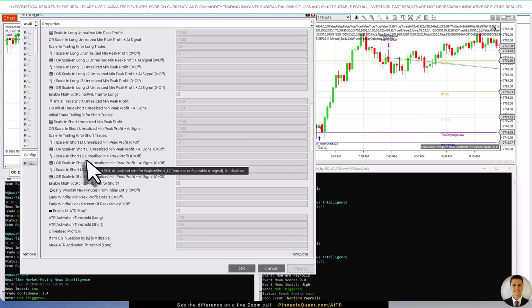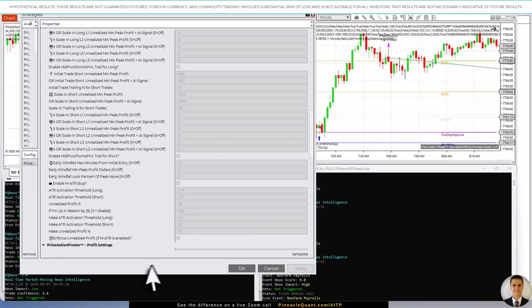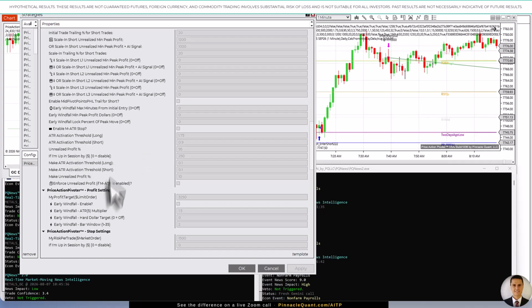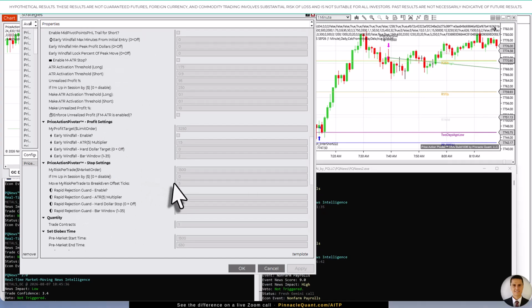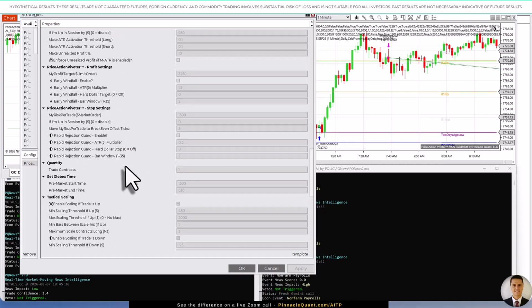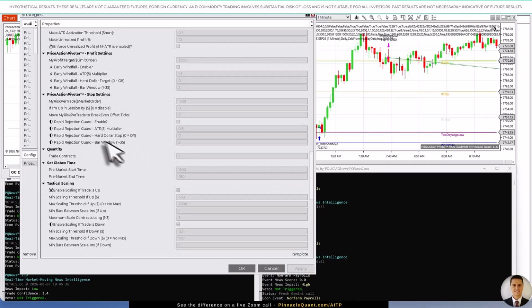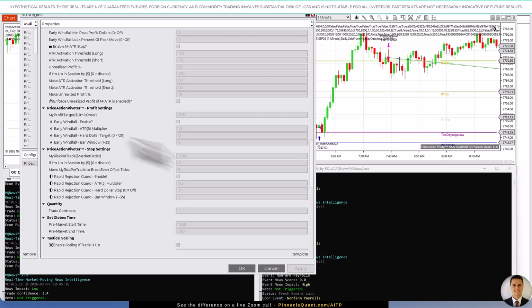So let's just keep going here. You have early windfall, which I haven't used. Again, plain vanilla. I haven't used MATR. My price target is $32.50, $3,250. My risk per trade is $1,500. And you have all sorts of rapid rejection ability here, both on the profit target side as well as on the stop side.